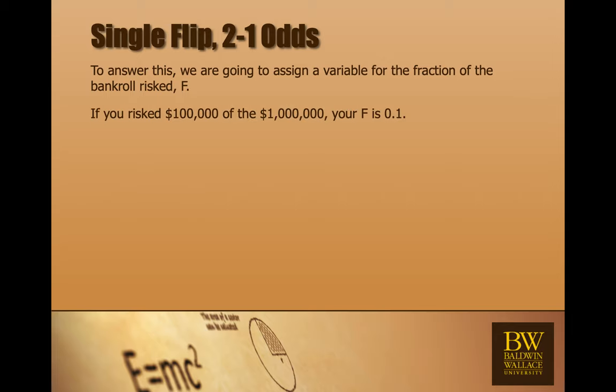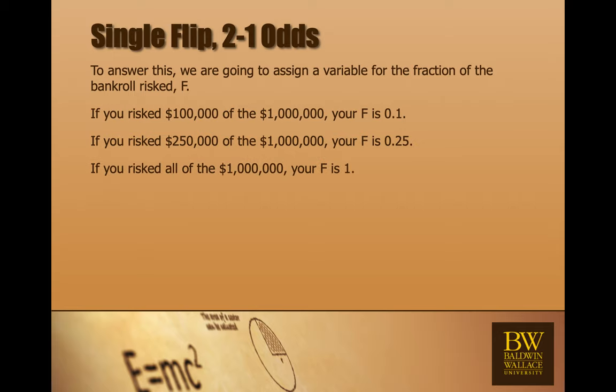an investment. If you decided to risk $100,000, your F is 0.1, one-tenth of the 1 million. If you risked $250,000, your F is 0.25, one-fourth of your $1 million. If you risked it all, your F is 1. And if you don't play, your F is 0. I'm keeping my 1 million, I'm walking away.